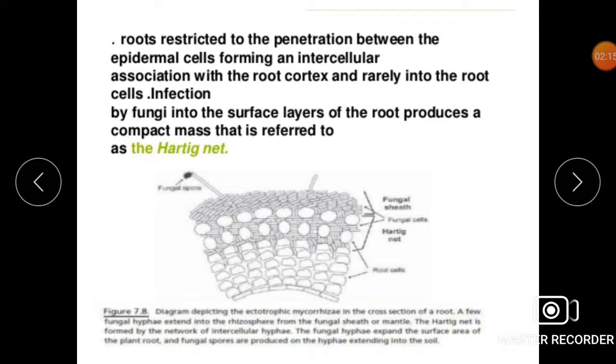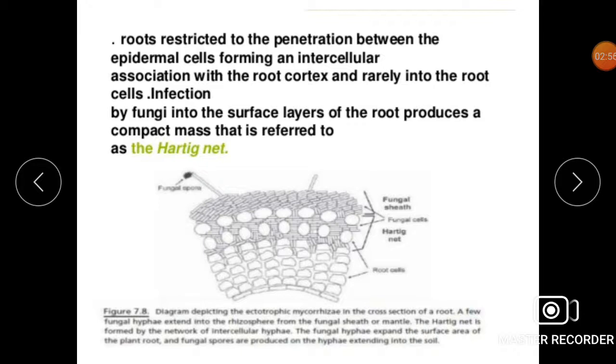The diagram shows the ectotrophic mycorrhizae in the cross section of a root. A few fungal hyphae extend into the rhizosphere from the fungal sheath. This portion is referred to as the Hartig net, and these rounded structures are root cells, and the outer portion is the fungal sheath. The Hartig net is formed by the network of intercellular hyphae.